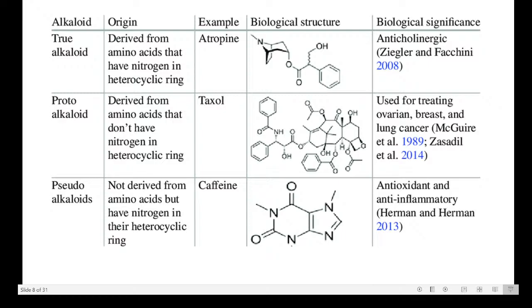True alkaloids are from the amino acid which has the nitrogen in the heterocyclic ring, and protoalkaloids are derived from the amino acid that doesn't have the nitrogen in the heterocyclic ring. Okay, pseudoalkaloids are not derived from the amino acid, but have the nitrogen in the heterocyclic ring. They are not produced from any amino acid, they are naturally produced by the plant, like caffeine. Okay, this is the difference.